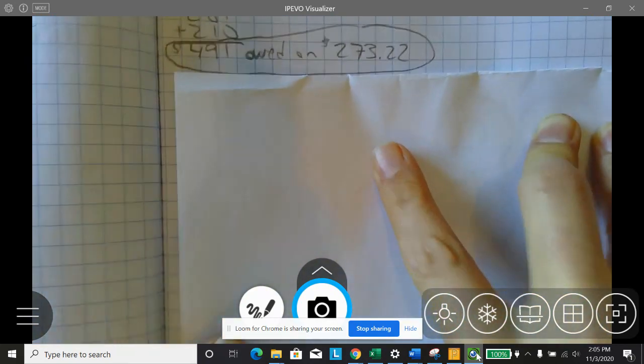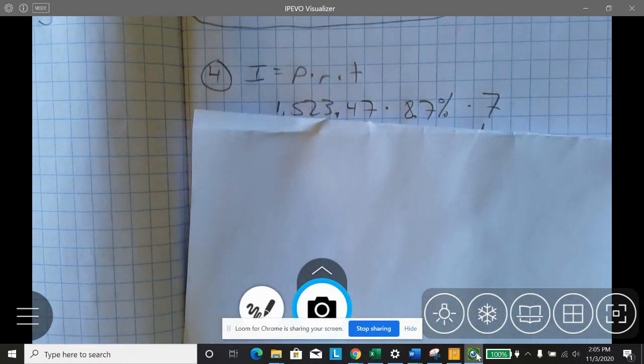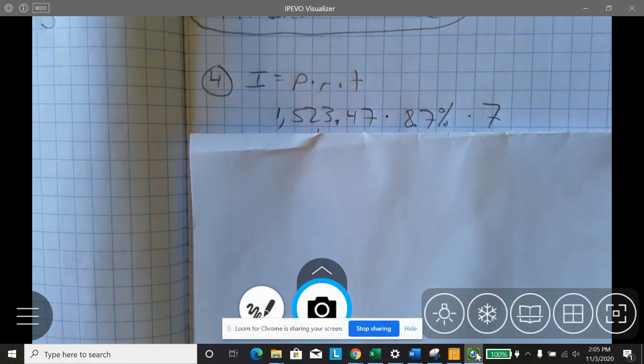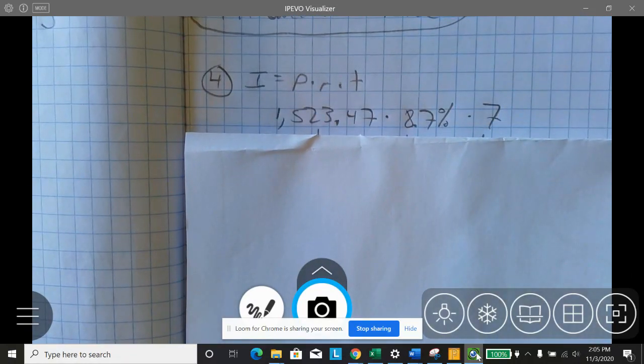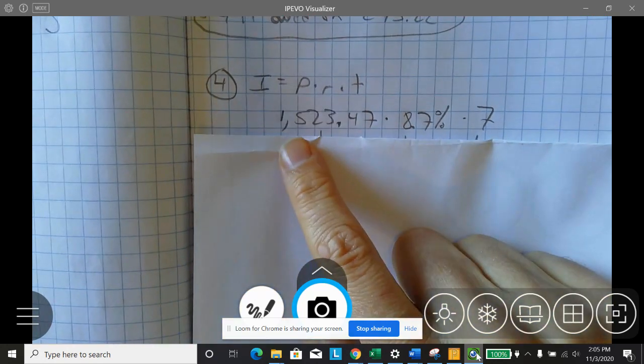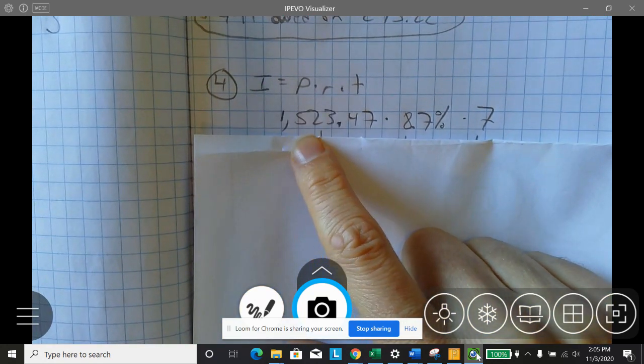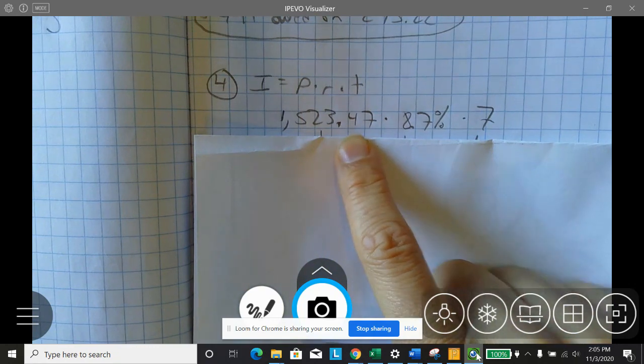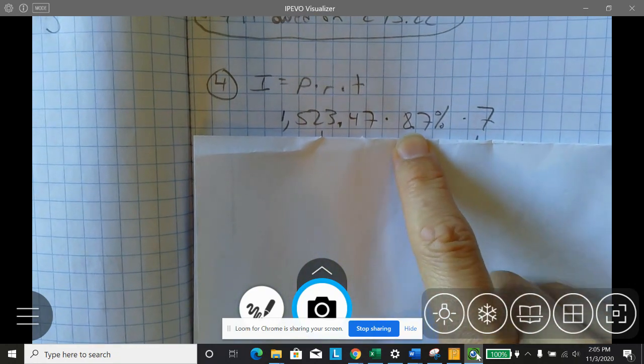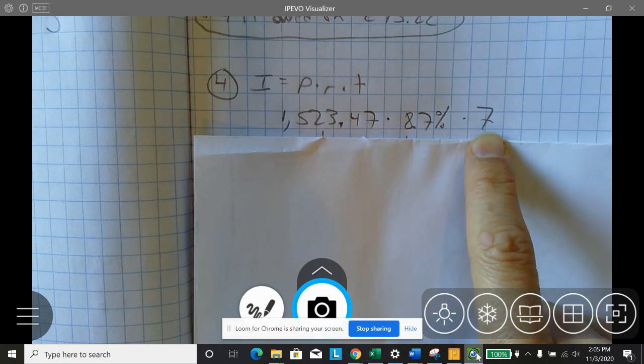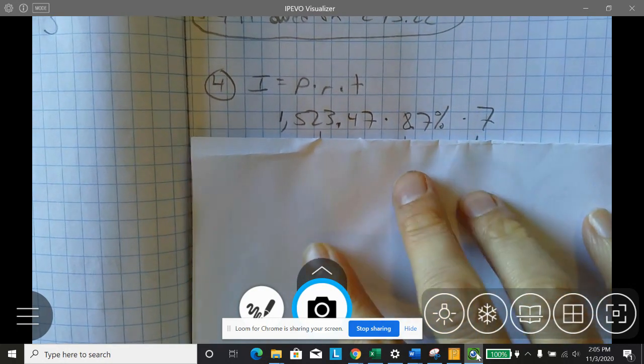So let's look at the next example. Number 4. So in this case, we have a much higher bill. Maybe other bills came in and you paid with your credit card. So in this problem, you owe $1,523.47 at the end of the month. Your credit card charges you 8.7% per month, and you don't pay back for 7 months. So how does that work?